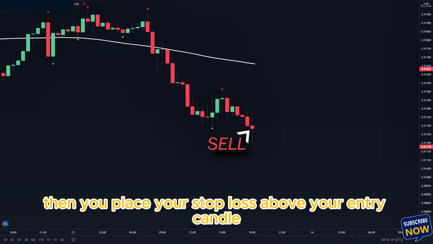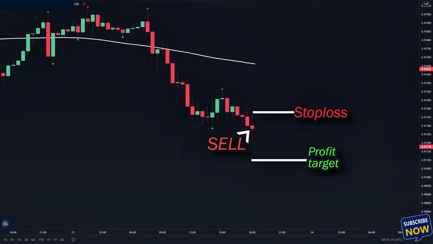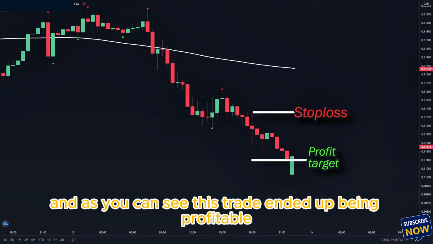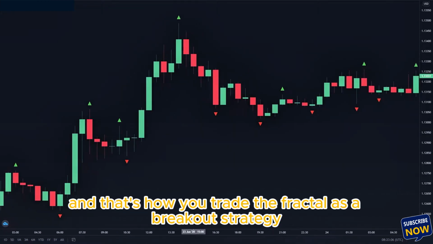Then, you place your stop loss above your entry candle and set your profit target at 1.5 times your stop loss. And as you can see, this trade ended up being profitable. And that's how you trade the fractal as a breakout strategy.